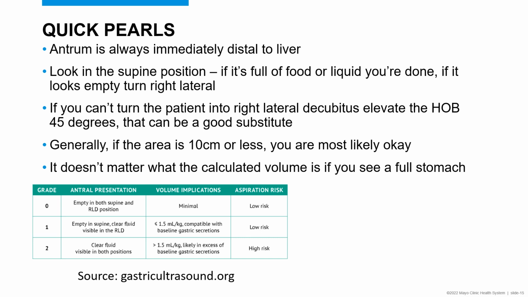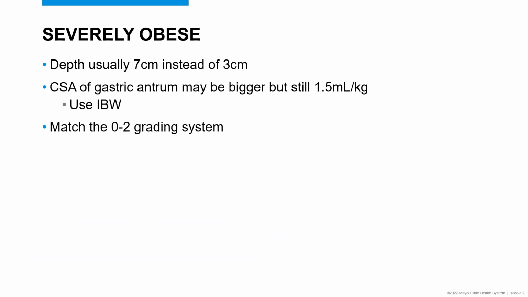However, if the antrum appears empty, supine, you still have to evaluate the patient in the right lateral decubitus position. If there's a clinical reason that you can't turn the patient into right lateral decubitus, then you can lift the head of the bed 45 degrees, and that should give us a generally similar assessment. If you calculate the area and it is less than 10 centimeters, you should in general be okay. It doesn't matter what the calculated volume is. If you see the heterogeneous findings suggestive of a full stomach, your patient should be considered a grade 2 or high aspiration risk.